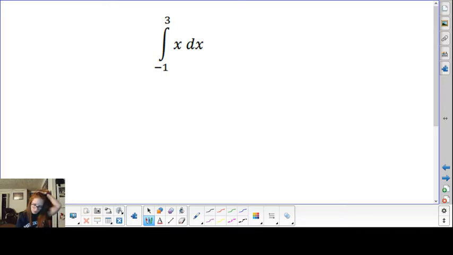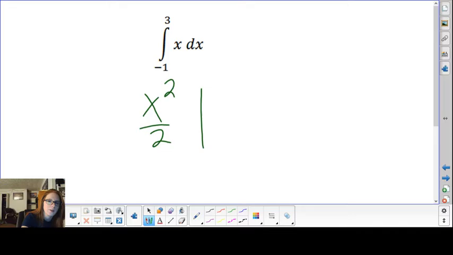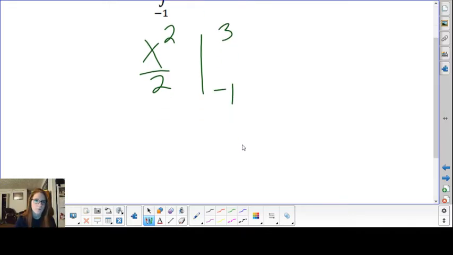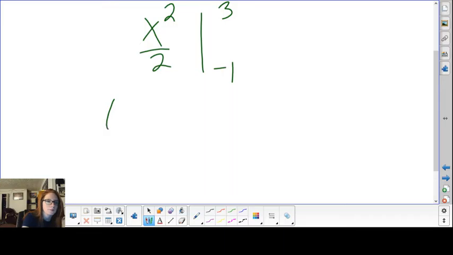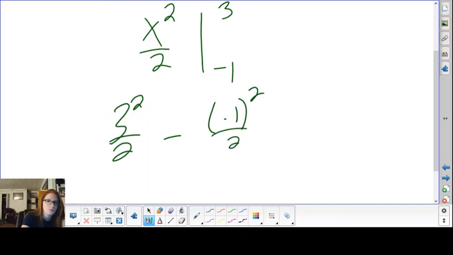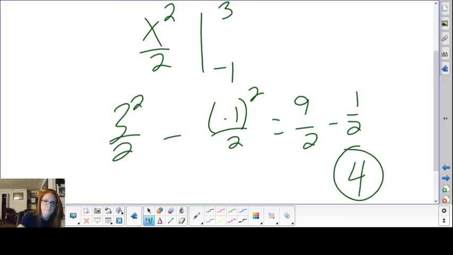Alright, again, another little simple problem. So the integration of x is x squared over 2, and I'm evaluating that between 3 and negative 1. So I have 3 squared over 2 minus negative 1 squared over 2. 9 over 2 minus 1 over 2, which gives me 4.